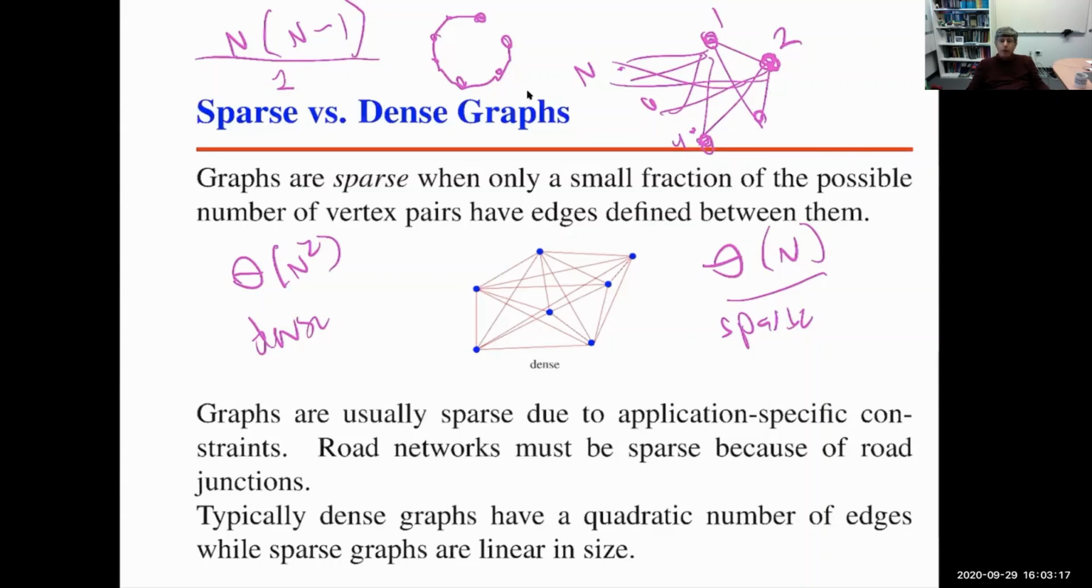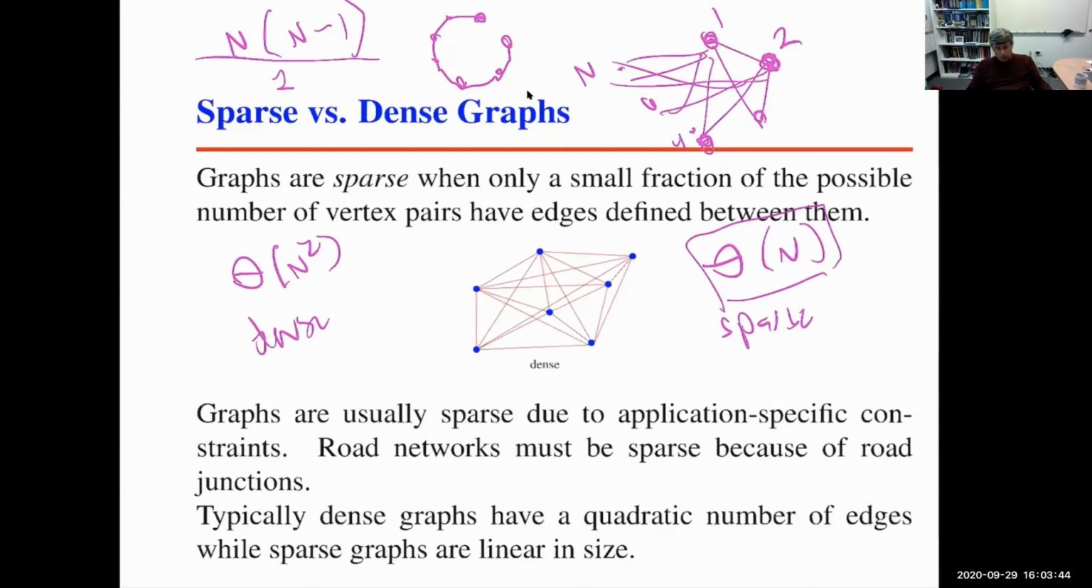If the average person has 150 friends, and there are n people in the world, how many edges are there in the Facebook graph? Something like 150n, which is theta of n. So certain graphs are inherently sparse. Facebook graphs are going to be sparse. Does everybody see that? What about road networks?